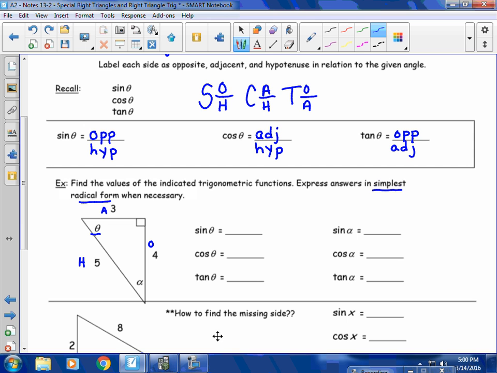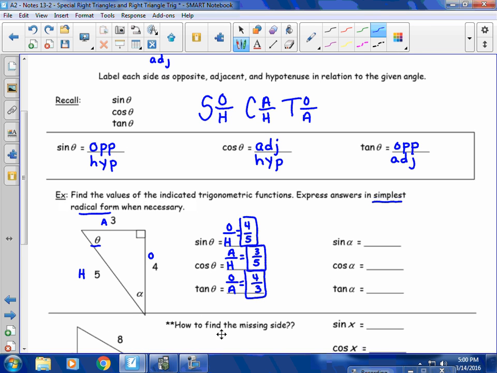So sine, which is opposite over hypotenuse, would be 4 over 5. Cosine, which would be adjacent over hypotenuse, would be 3 over 5. And tangent, which would be opposite over adjacent, TOA, would be 4 over 3. And all those are simplified, don't need to be reduced, so those are our final answers.